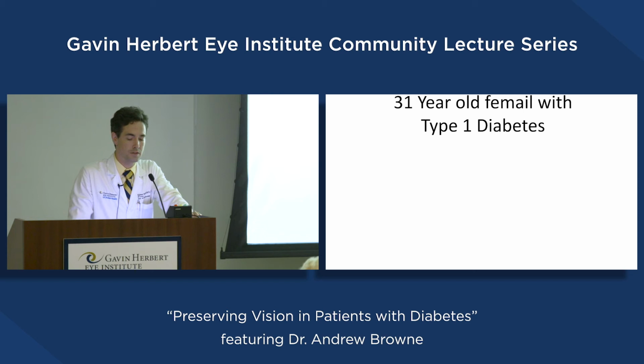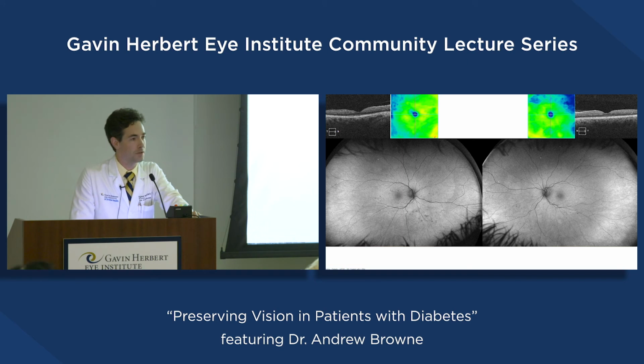For example, this is a poorly spelled female, which is, sorry about that. I did actually go to medical school, but somehow that slipped through. A 31-year-old female with type 1 diabetes who actually presented with 20/20 vision. And this is how her scanning laser images appeared. But she wanted to have a child.